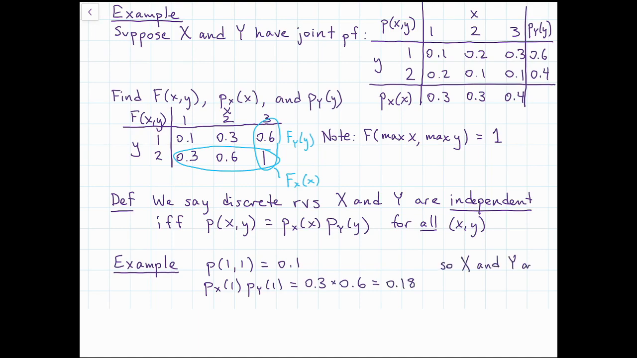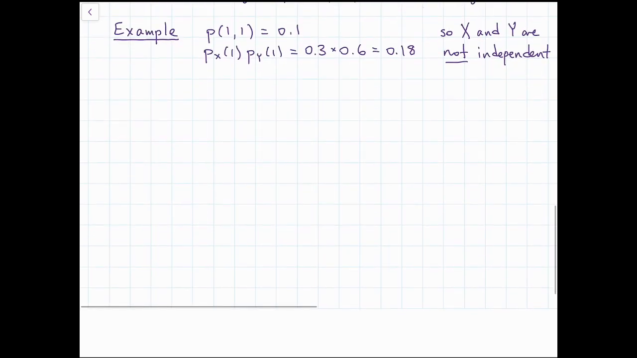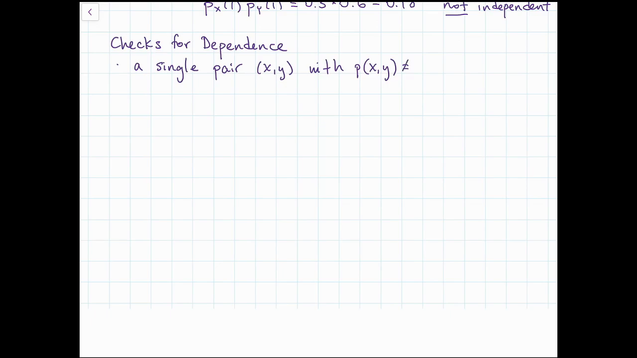So in this case, x and y are not independent. And that makes sense if they're the number of products purchased by competing brands. There's a few quick ways we can check for dependence, actually. Any single pair xy that doesn't satisfy this property is enough to prove that variables are dependent.